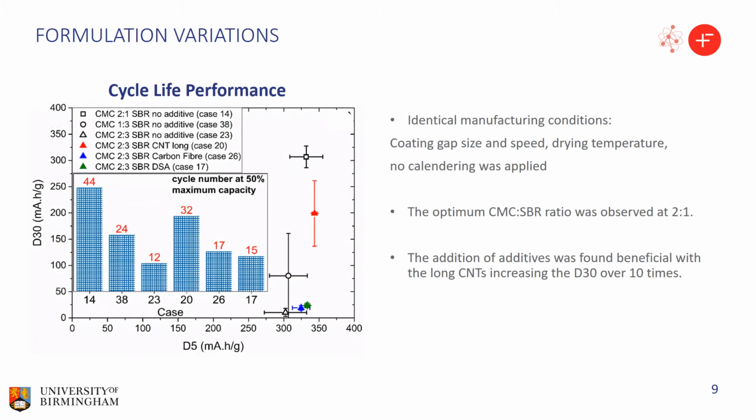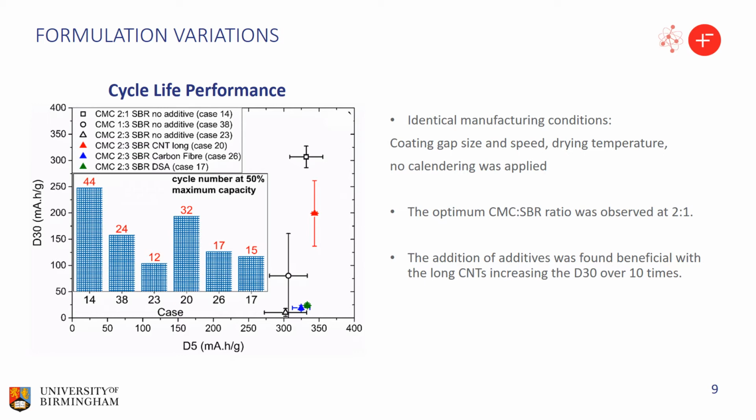Moving to the results part of the presentation, this is the cycle life performance of the different formulations that we examined. This graph is given in a D30 versus D5 representation of the data, which is a useful type of graph to show the performance at an initial stage, D5, and also at a later stage, D30. So D5 and D30 correspond to the discharge specific capacity at the 5th and the 30th cycle number respectively.